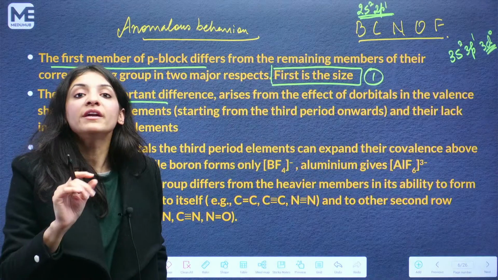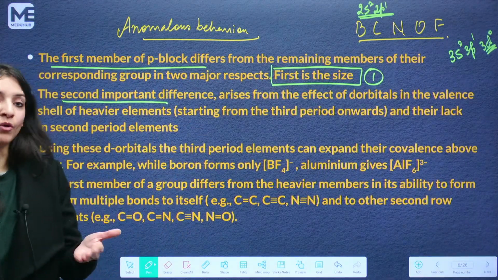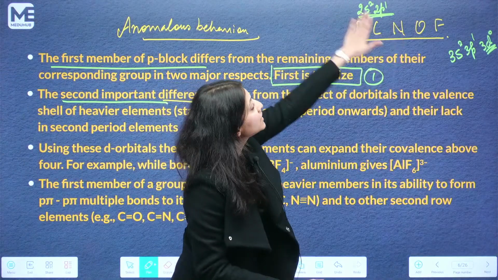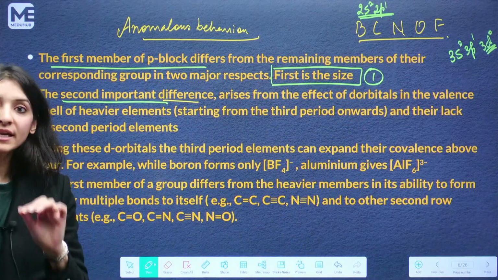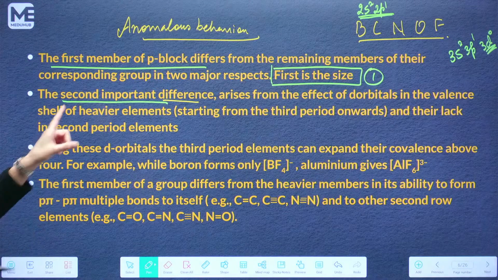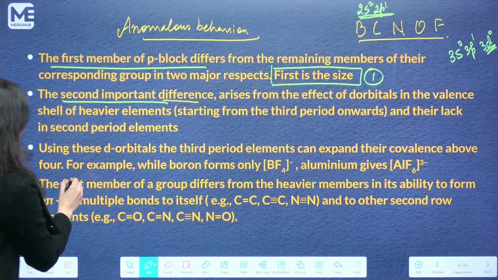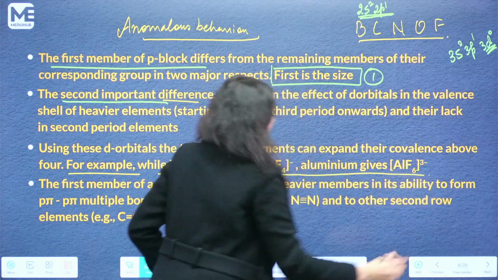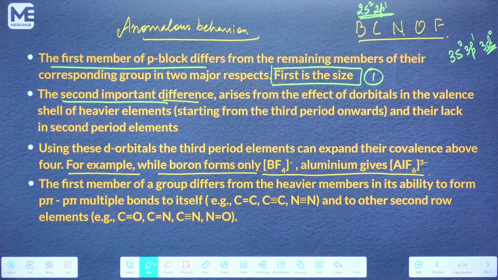That means they cannot expand their covalency. That means they cannot form more than 4 bonds. So this is another important point of difference between the first member of each group and the remaining members. The first member cannot expand its covalency because of absence of d orbitals, and the rest of the members can. Now this is a very important point which has come up many times in NEET. This stems from the reasoning we just discussed, because of absence of d orbitals.